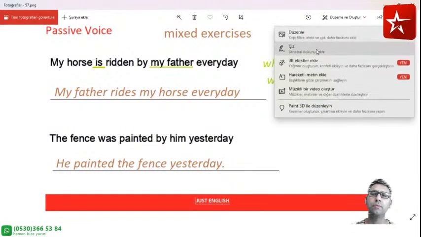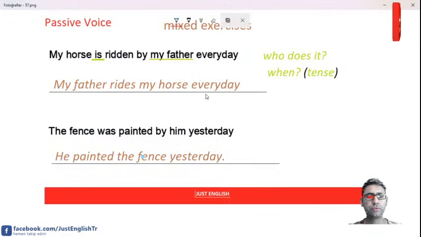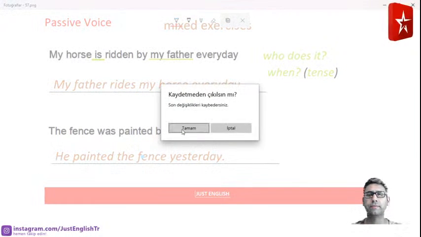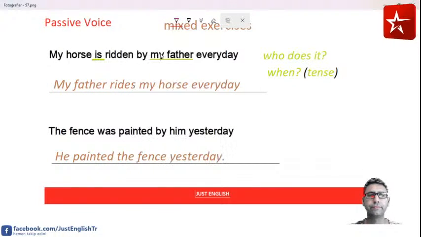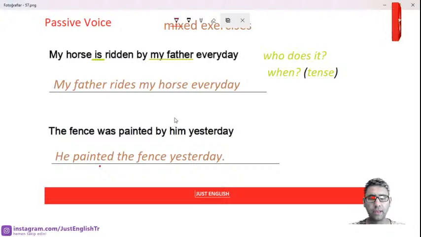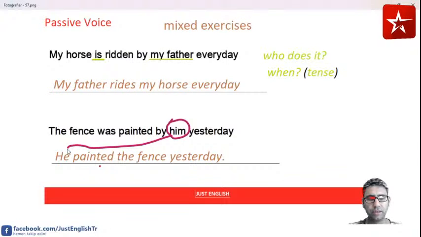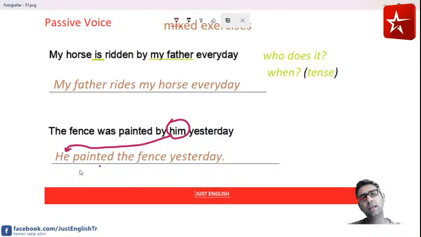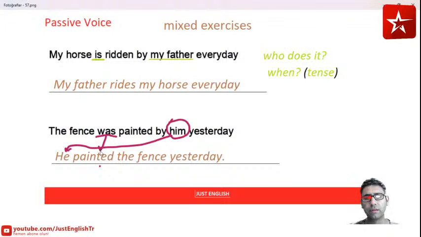So here I'm going to show you how it is done. Let me, sorry, I need to find another application for this. Okay. So this is him. By him, it comes right here. He painted the fence yesterday. Why painted? It's not because of this. It's because of this. It's past simple. All right.